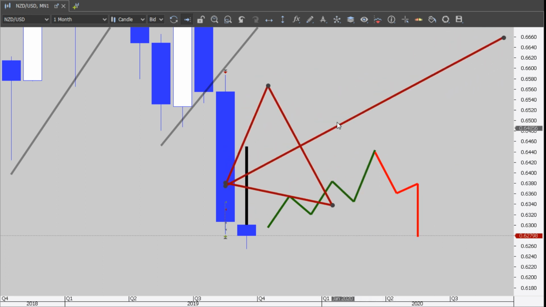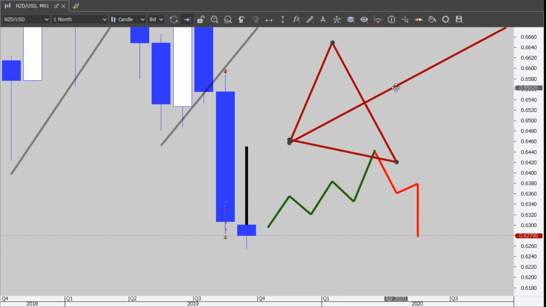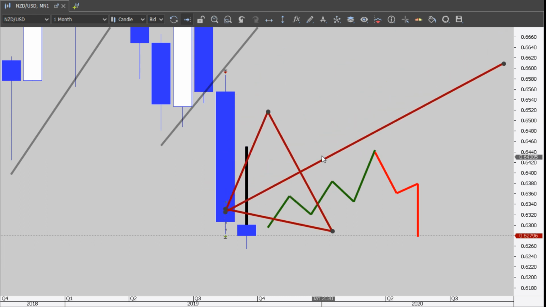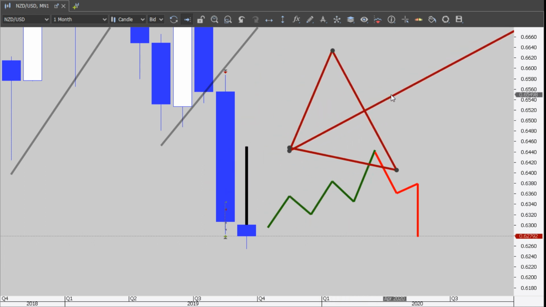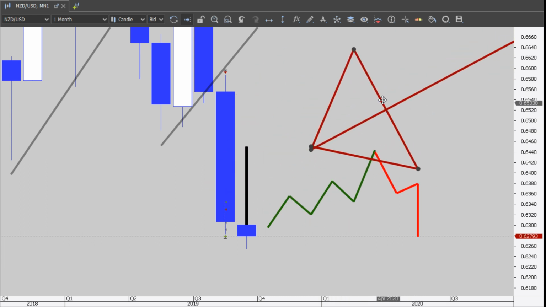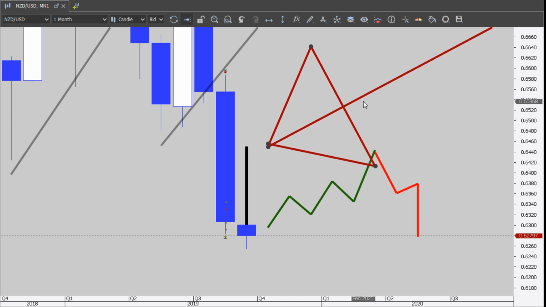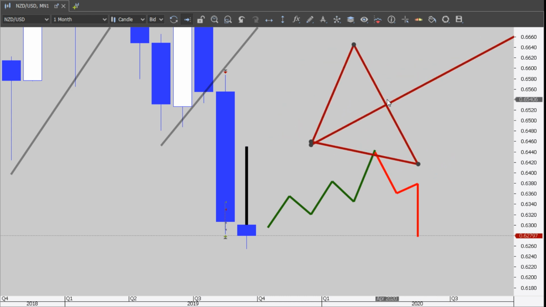Why did this happen? Because the monthly time frame, the monthly chart controls the price movement and market direction on all these smaller time frames.